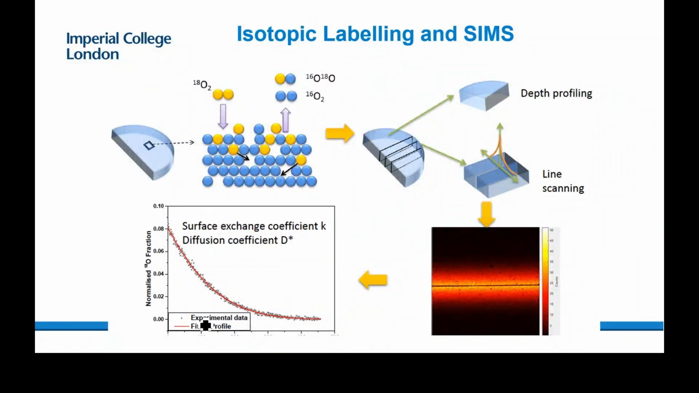You can then either depth profile, so sputter, so it's a destructive technique, sputter into the surface, or you can take a section and look at the cross section, and essentially what you get, and this should have a depth on here. For some reason that's been cut off. So we have a depth profile here, a normalized isotopic fraction there. We fit that to the data, and then we get those kinetic parameters.